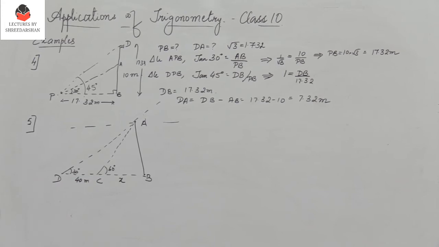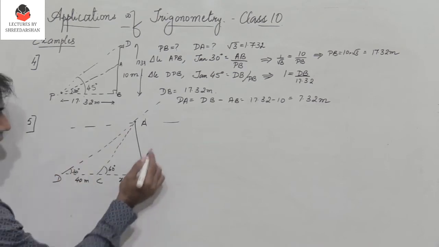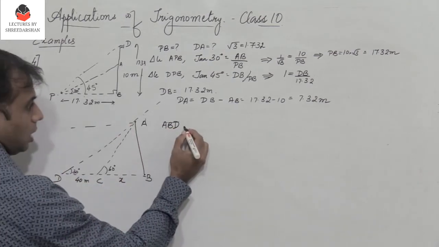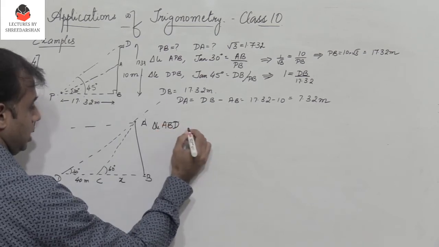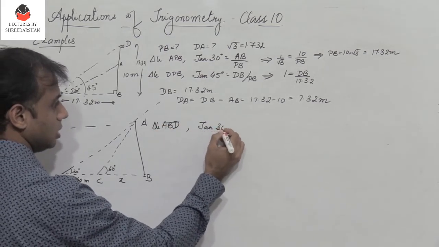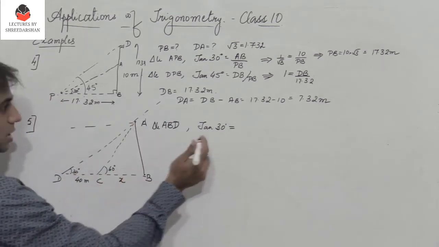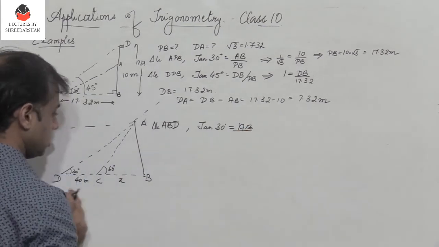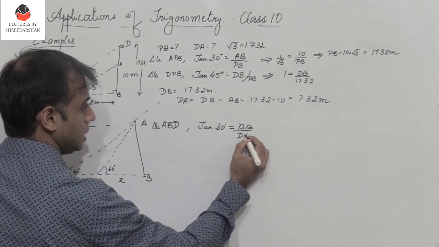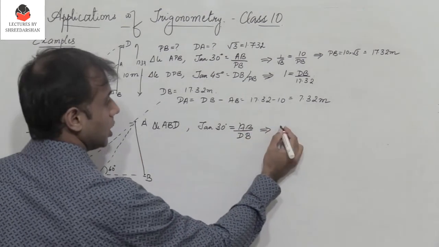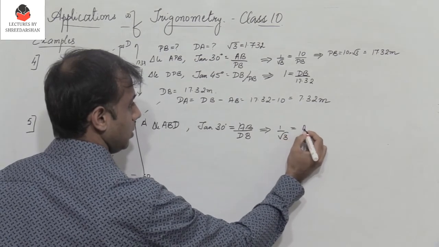So now we need to find the height of the tower. I need to find AB, right? So how do I find AB? So now let us consider the right angle triangle ABD. So if I consider the right angle triangle ABD, so you have triangle ABD. So let me consider tan 30 degrees. So what is tan 30? It is nothing but the opposite side AB divided by the adjacent side DB.